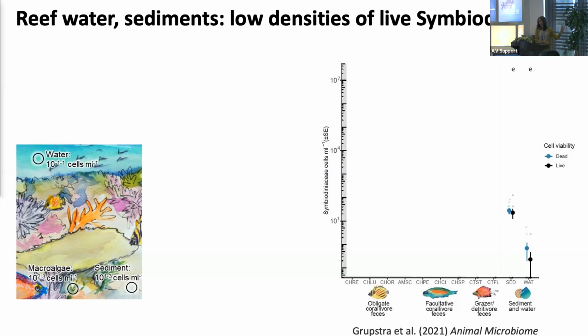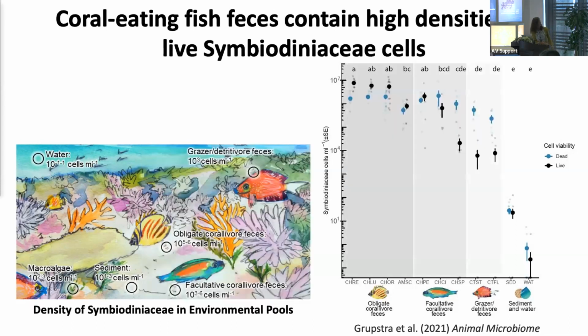And we've done this work so far mainly in Correa, French Polynesia in the South Pacific. And when you look at basically Symbiodiniaceae, both live and dead, in fish feces from these reefs, we can see that they are much higher in terms of density and that there are these live symbionts present. So potentially a better source for corals on the reef that need symbionts than water or sediments.